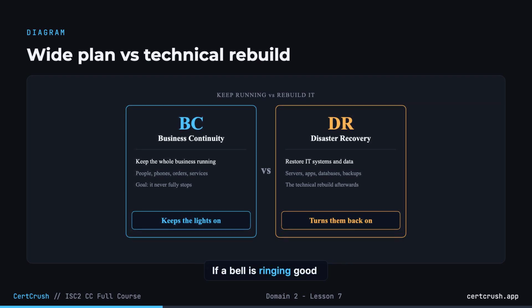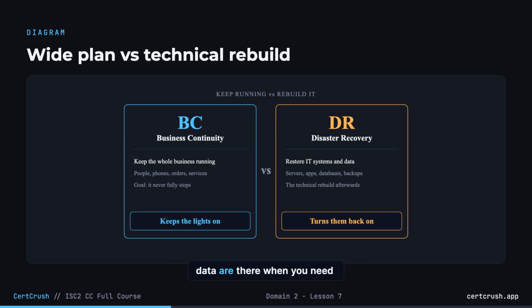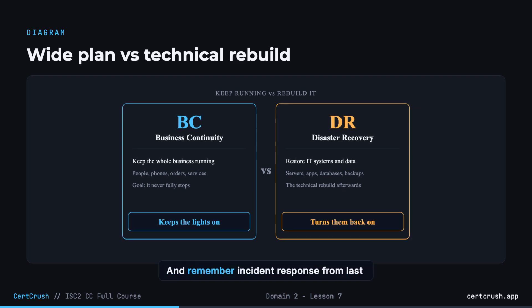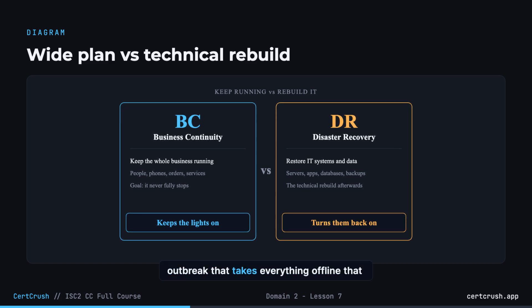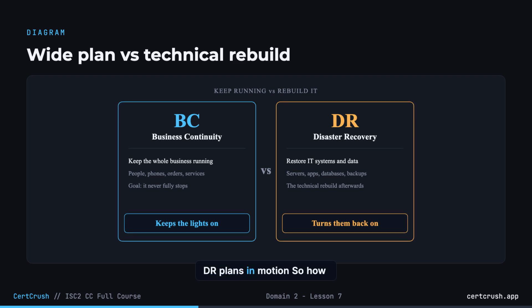If a bell is ringing, good. Remember the CIA triad from Lesson 1? Availability, making sure systems and data are there when you need them. That is exactly the pillar BC and DR exist to protect. And remember incident response from last lesson. A small incident you contain in-house, but a big one, a flood, a fire, a ransomware outbreak that takes everything offline, that is the trigger. A major incident is what sets your BC and DR plans in motion.